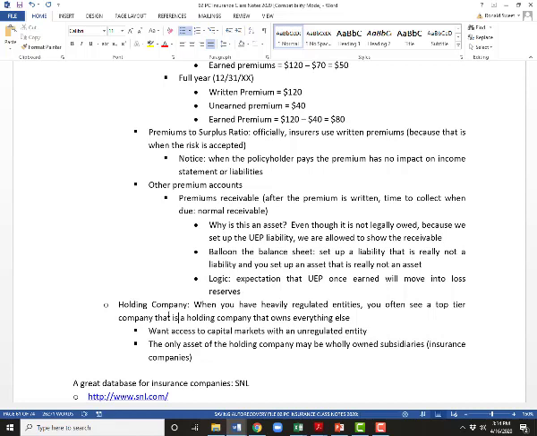And just because it's really awkward borrowing money from a regulated entity. Not that no one does it, but it's just very awkward to do that, just because the regulators are so cumbersome in their requirements.